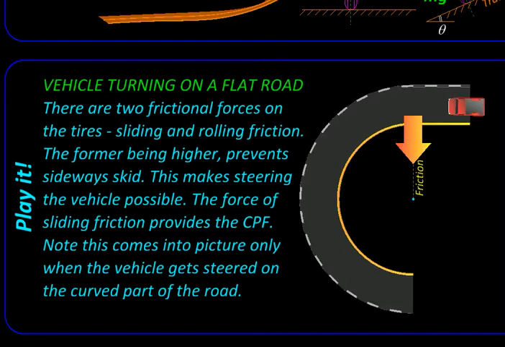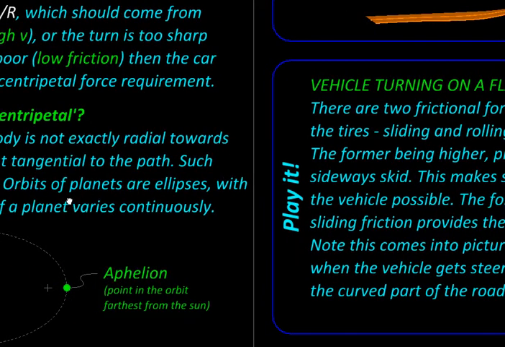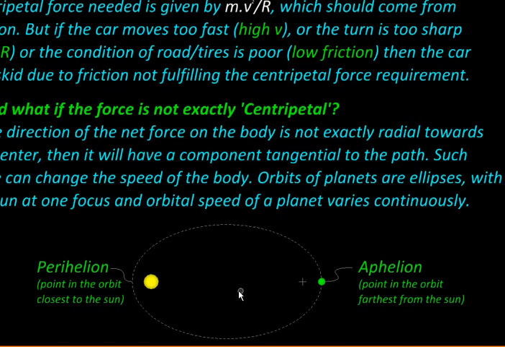And what if the force is not exactly centripetal but a little off mark? In that case, the force will have a component along the velocity, and the velocity of the body will change in its path, like this planet orbiting the sun over here. So it accelerates towards the sun and then it decelerates as it recedes away. Again it accelerates and decelerates.